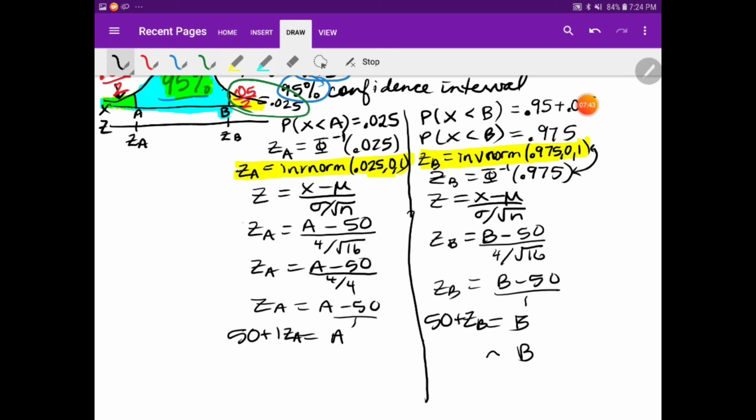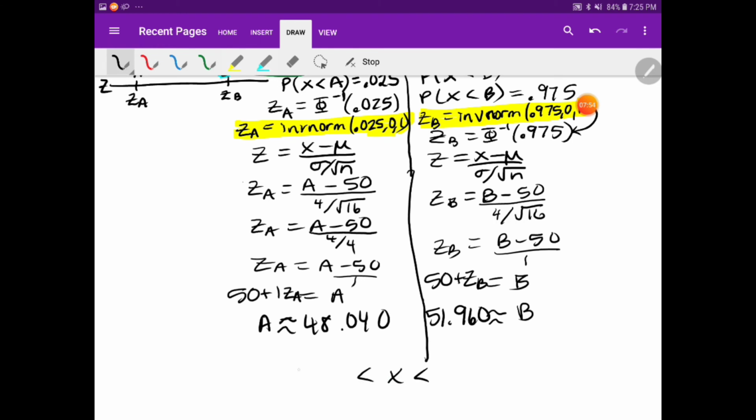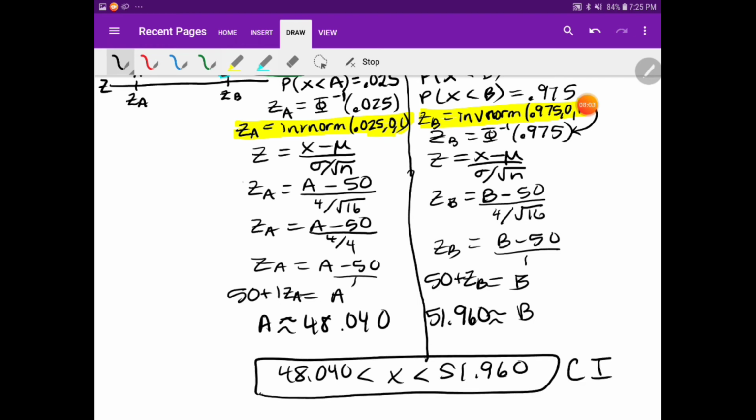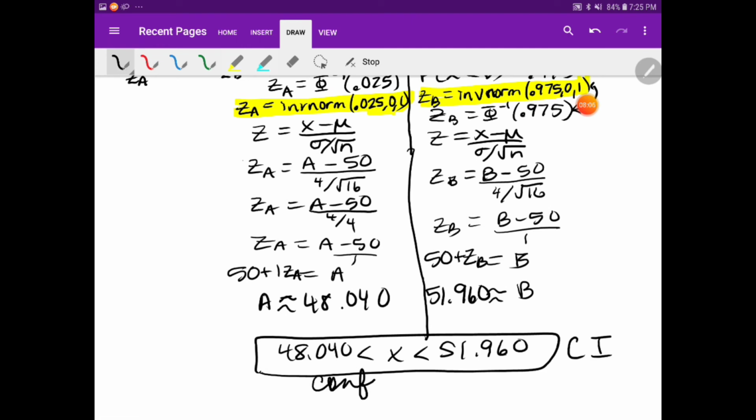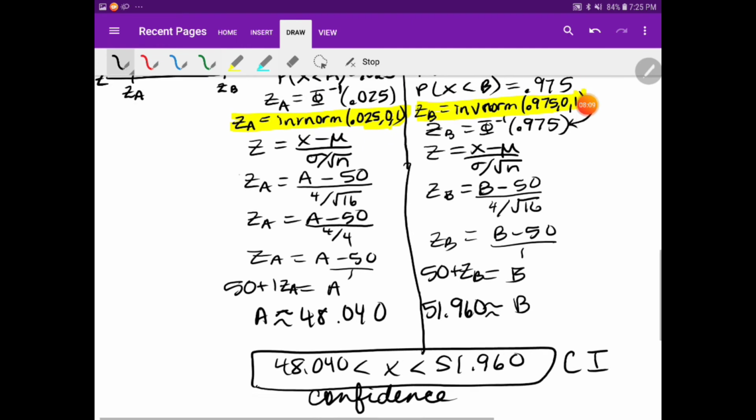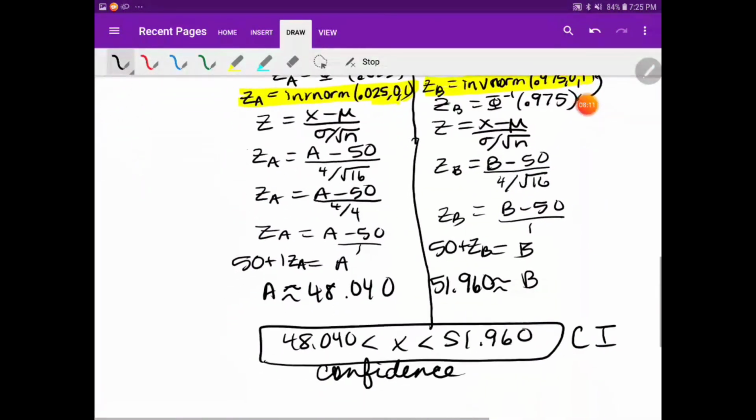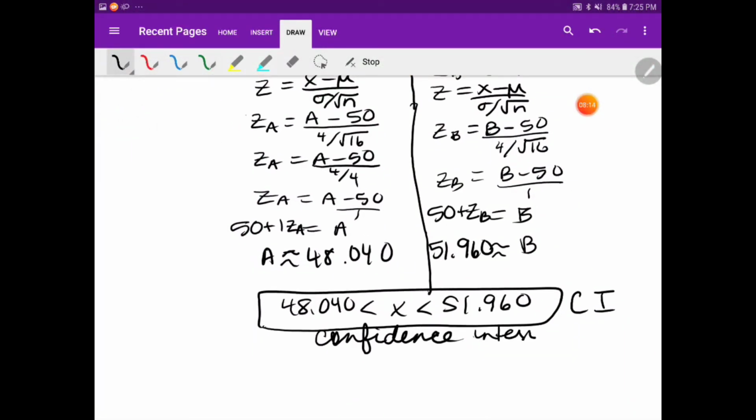Okay, so B, the second one, was 51.960, and A was approximately 48.040. And so X is between 48.040 and 51.960. So this is the confidence interval. Sometimes we call it CI, but I usually just call it a confidence interval. Now, what kind of confidence interval is this? The significance level was 0.05. So it's called a 95% confidence interval, or alpha equals 0.05. I believe that's called confidence level, but I'm not 100% sure.